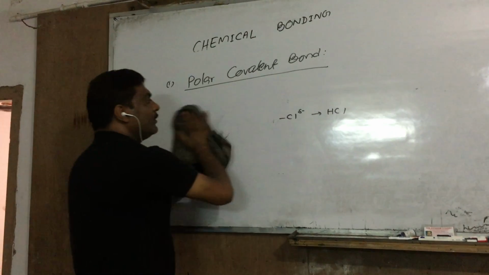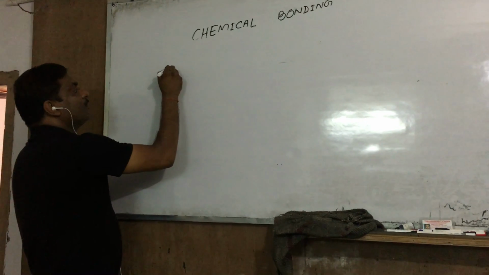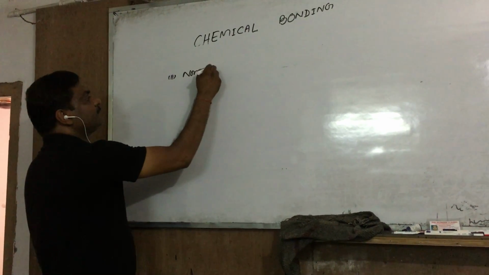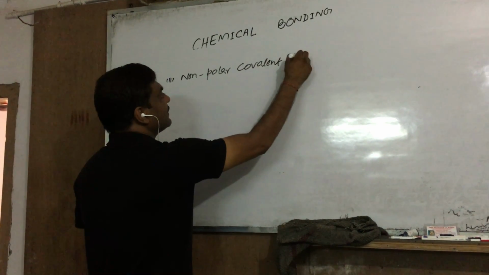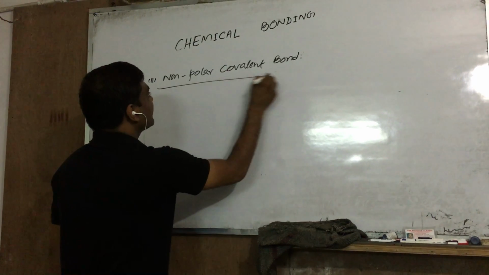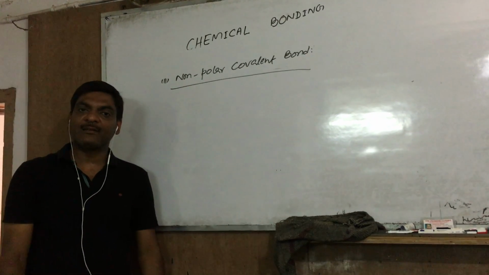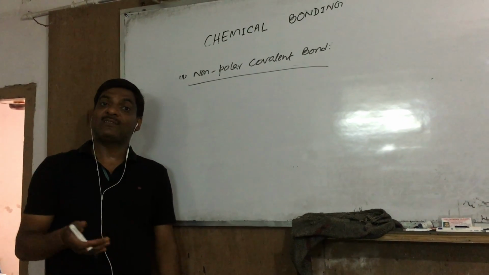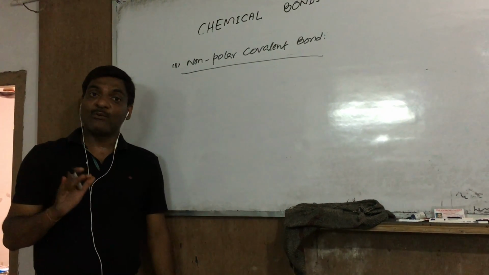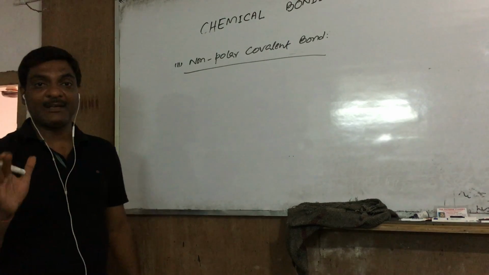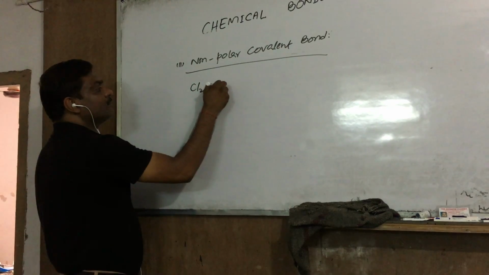Now, second is the non-polar covalent bond. It is a covalent bond which is formed between the atoms of the same element or different elements having equal or almost equal electronegativities. Suppose we are talking about the Cl2 molecule.